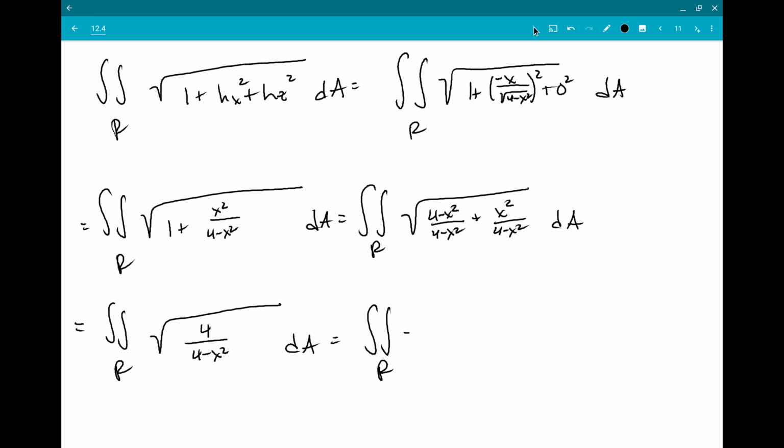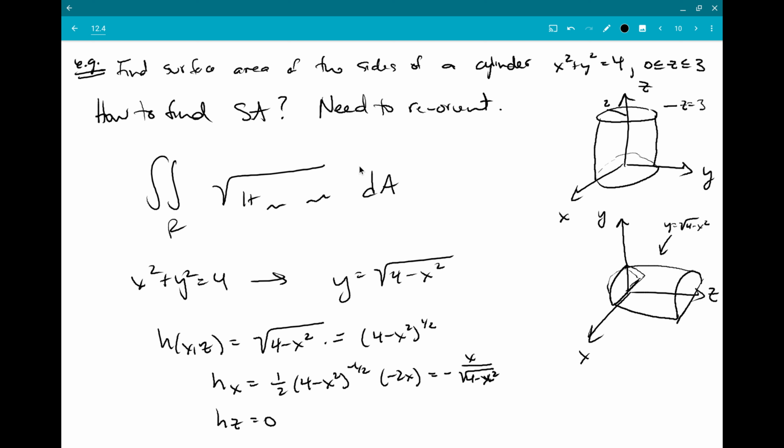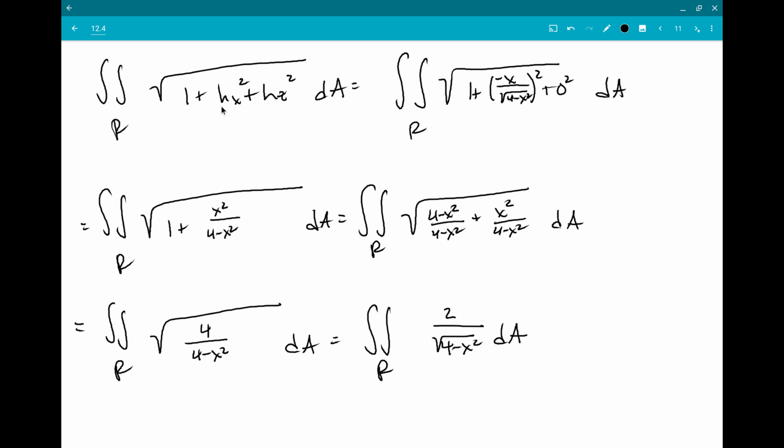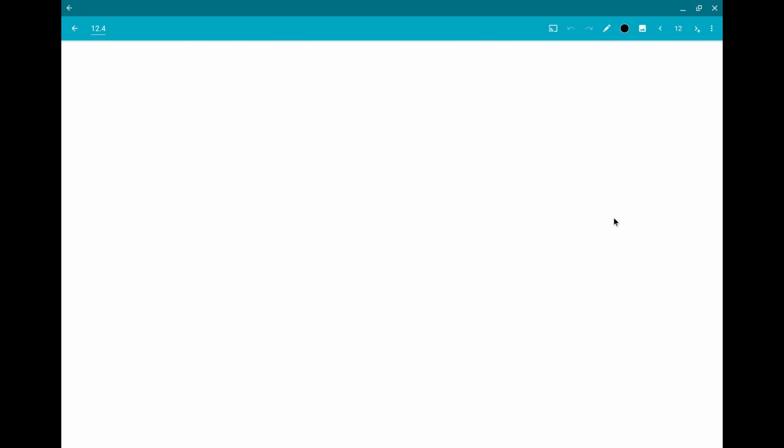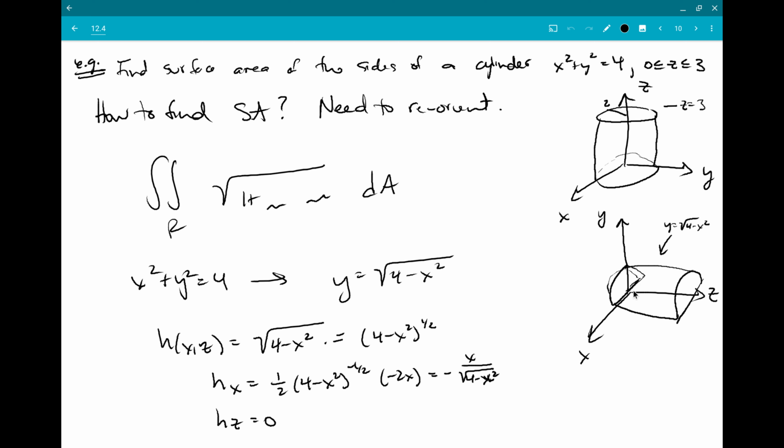So I'm going to go ahead and even write this as 2 over root 4 minus x squared, just to make it extra clear that I really only have to think about a square root in the denominator. Okay, so all that was finding this thing that we usually call square root 1 plus fx squared plus fy squared. But I changed my perspective so that my y was a function of x and z. So I found my hx squared plus hz squared plus 1, and I just had a whole lot of simplification to do.